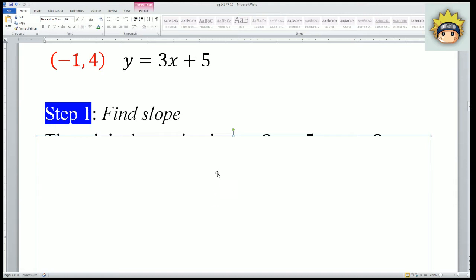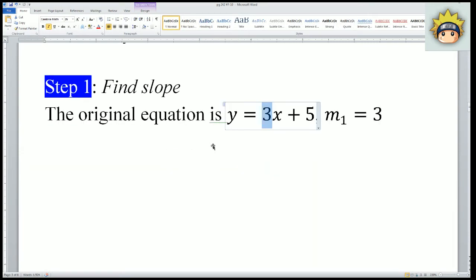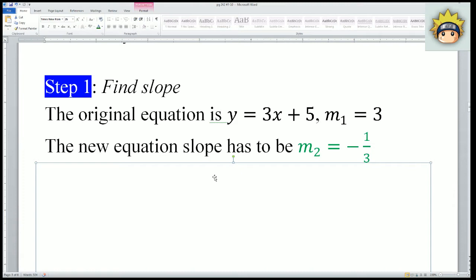Again, we need to find the slope. The original equation is y equals 3x plus 5. So the slope here is 3, because it's right in front here. The new equation has to have a slope of negative 1 over 3. How do I do that?